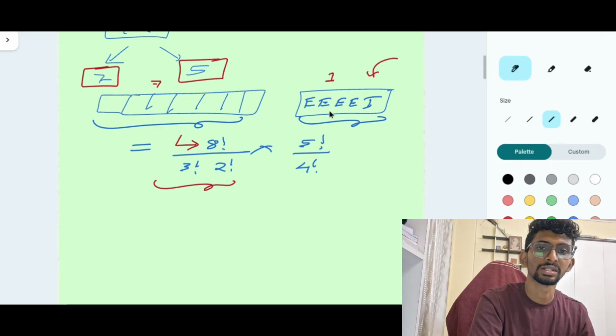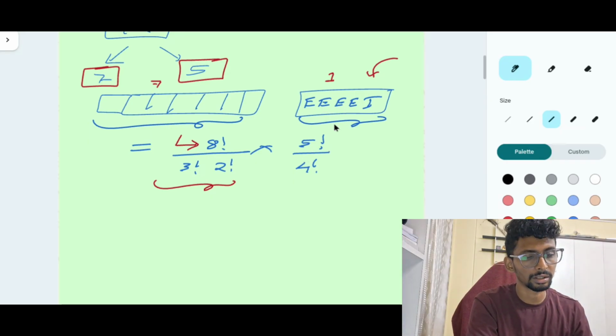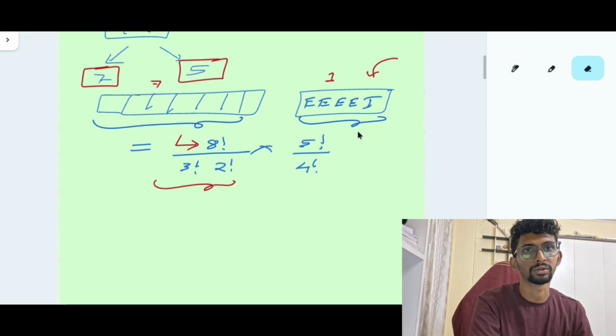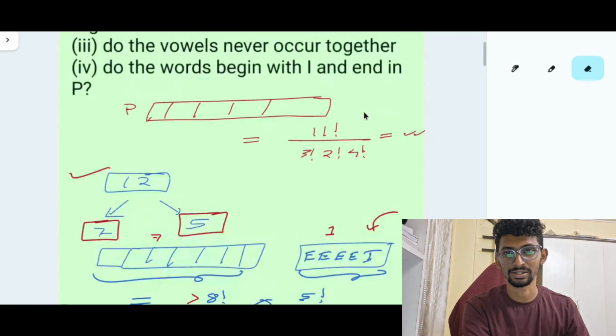Now, since there are 5 vowels which are coming together, they will also arrange among themselves, because I can be in the second, I can be in the third. So 5 factorial divided by, since E is repeating 4 times, 4 factorial. Any doubt till now, you can ask me in the comment box.